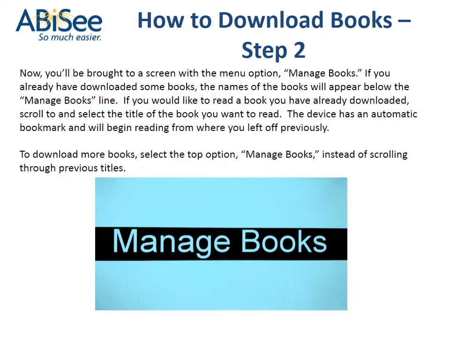If you already have downloaded some books, the names of the books will appear below the Manage Books line. If you would like to read a book you have already downloaded, scroll to and select the title of the book you want to read. The device has an automatic bookmark and will begin reading from where you left off previously. To download more books, select the top option, Manage Books, instead of scrolling through previous titles.